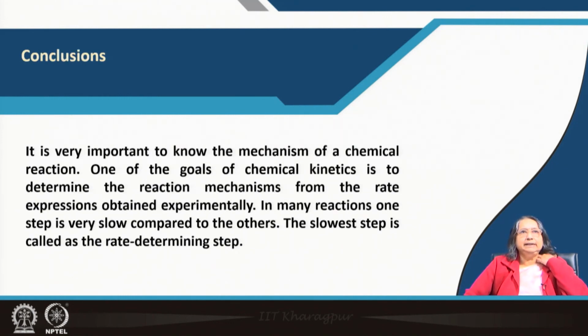Now, as a conclusion I can say that it is very important to know the mechanism of a chemical reaction. One of the goals of chemical kinetics is to determine the reaction mechanism from the rate expression obtained experimentally. Okay. In many reactions, one step is very slow compared to the others. The slowest step is called the rate determining step. Okay. So, these are the main things that I have covered in this lecture.